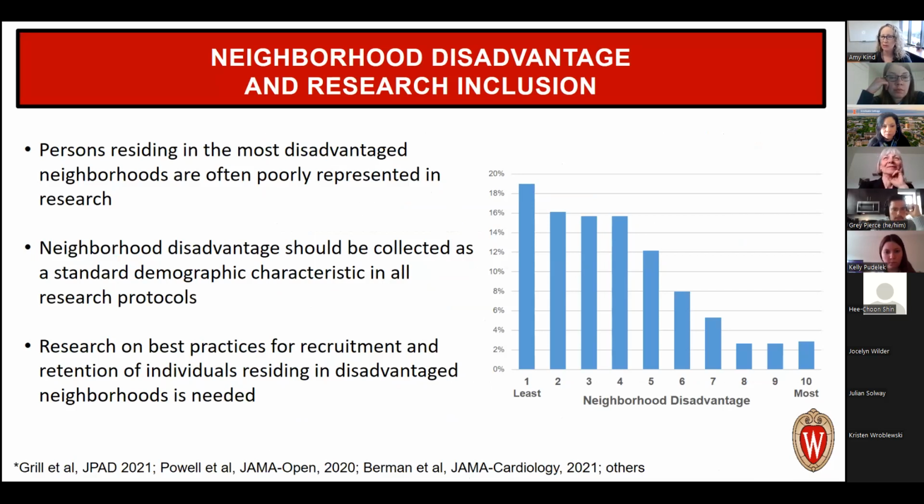It almost doesn't matter the study. There's an overrepresentation of individuals who live in wealthy contexts and an underrepresentation of individuals who live in highly disadvantaged contexts. And so we have been in many discussions with the National Institutes on Aging in particular about really calling for these types of neighborhood metrics, not necessarily the ADI, it could be other things, but some sort of metric collected as a standard demographic characteristic of all persons coming into a clinical trial or a cohort study.